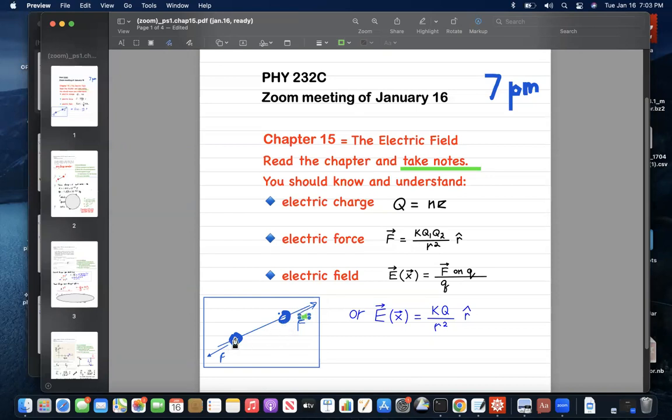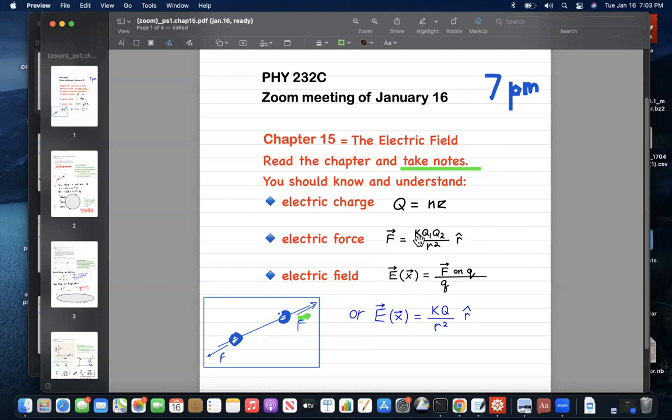So if these are two charges with the same sign, both positive, say, or both negative, then on this charge, there would be a force directed away from the other charge. And on this charge, there would also be a force simultaneously directed away from the first charge. The magnitudes of those two forces are equal, but the directions are opposite because each one is in the direction away from the other charge. So that's called Coulomb's law.